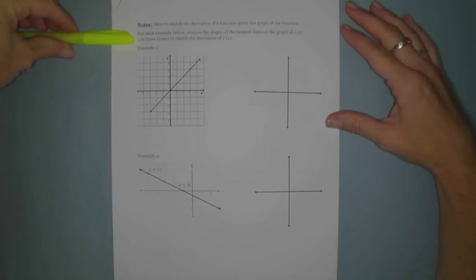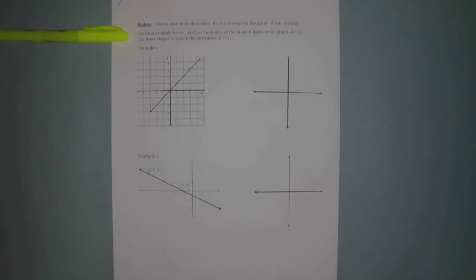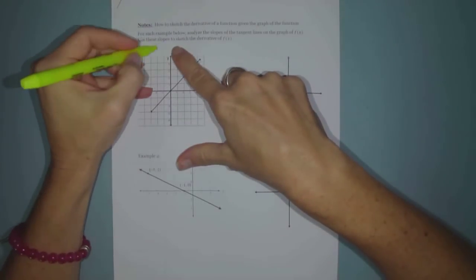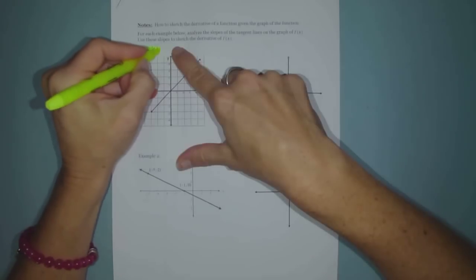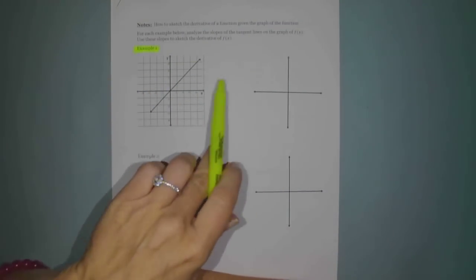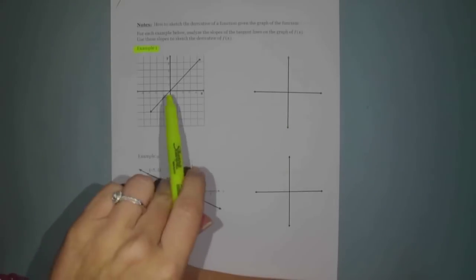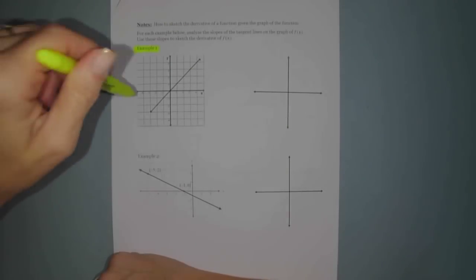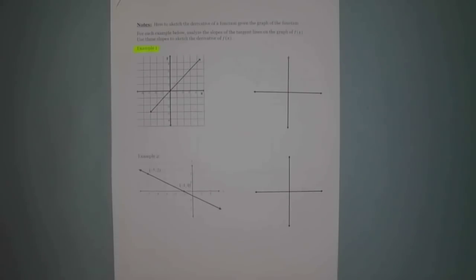So the directions here say, for each example below, analyze the slopes of the tangent lines on the graph of f of x. Use these slopes to sketch the derivative of f of x. Okay, so we're going to tackle example 1, and I'm probably going to go the slowest through this example because once you learn sort of my technique for doing these graphs, it applies throughout. So I'll really take my time here on example 1.